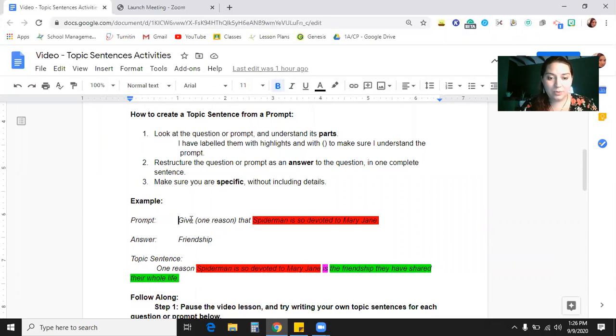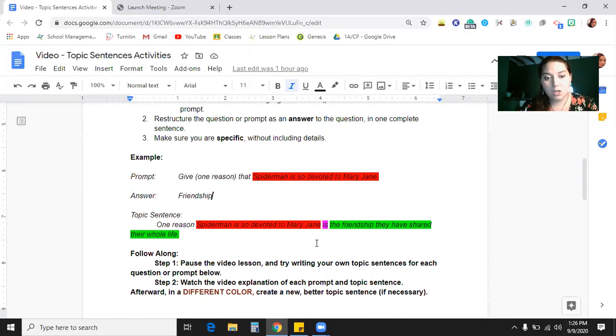Okay, say this is our prompt. Give one reason that Spider-Man is so devoted to Mary Jane. Okay, so first think of your answer to that question. Okay, my answer, for example, is friendship. He's devoted to her because of friendship. She's been his only friend for the longest time.